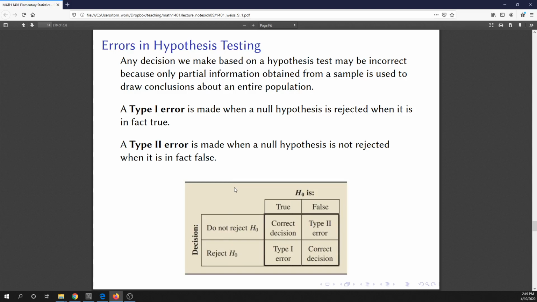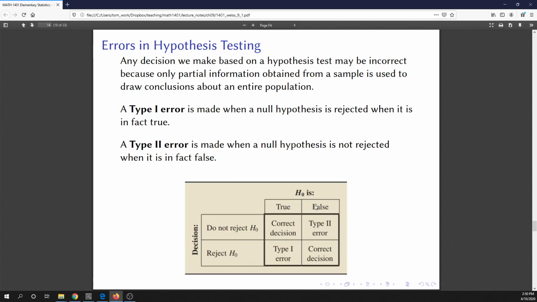Remember, the null hypothesis is a statement about the population mean, what it's equal to. We talked about that in previous videos. That statement about the population mean could either be true or false, and those are reflected here in this table. So those are the two possibilities for the truth value of the null hypothesis. That gives us four possibilities here. The result of our test is either rejecting or not rejecting, and the actual status of the null hypothesis is either true or false.